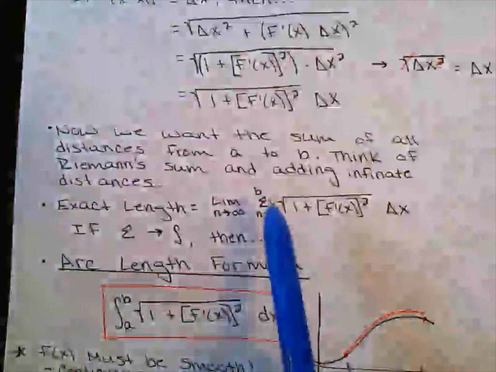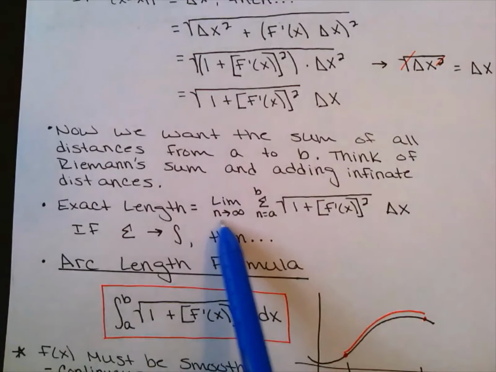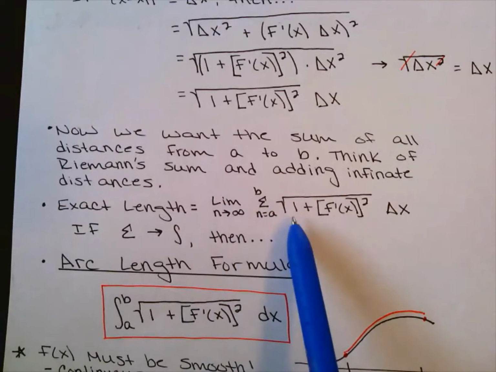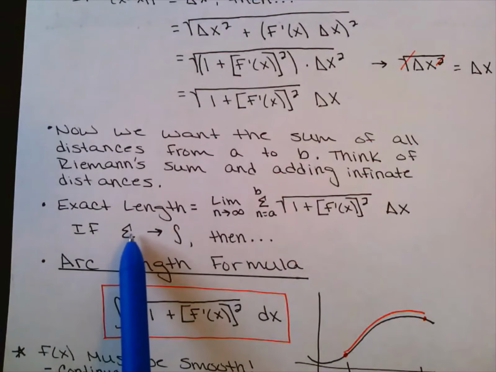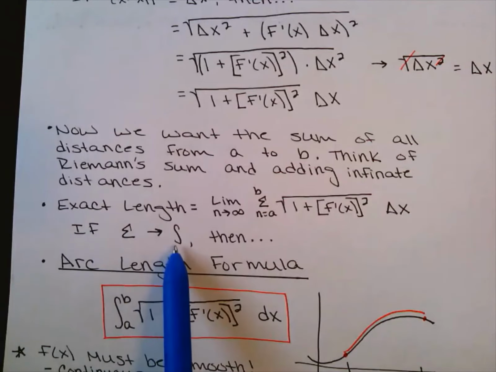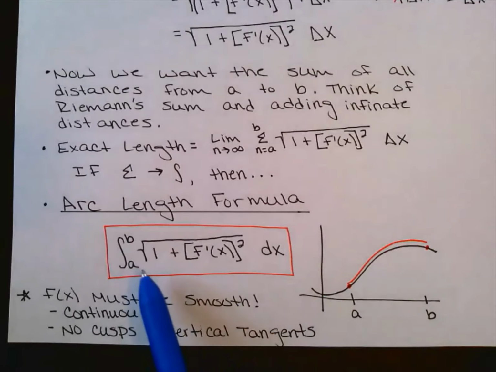So Riemann sums had us add up a bunch of different areas under a curve. Here we're going to add up a bunch of different distances. So we write the limit as n approaches infinity of the sum of all of those little distances from a to b. And then like in Riemann sum, we replace the notation from the summation sign to the definite integral, okay? So that's how we come up with this formula down here. The definite integral from a to b of the square root of 1 plus f prime squared, okay? Always remember to check that it is smooth, that it's continuous, no cusp, and no vertical tangents, and then plug it into the formula.